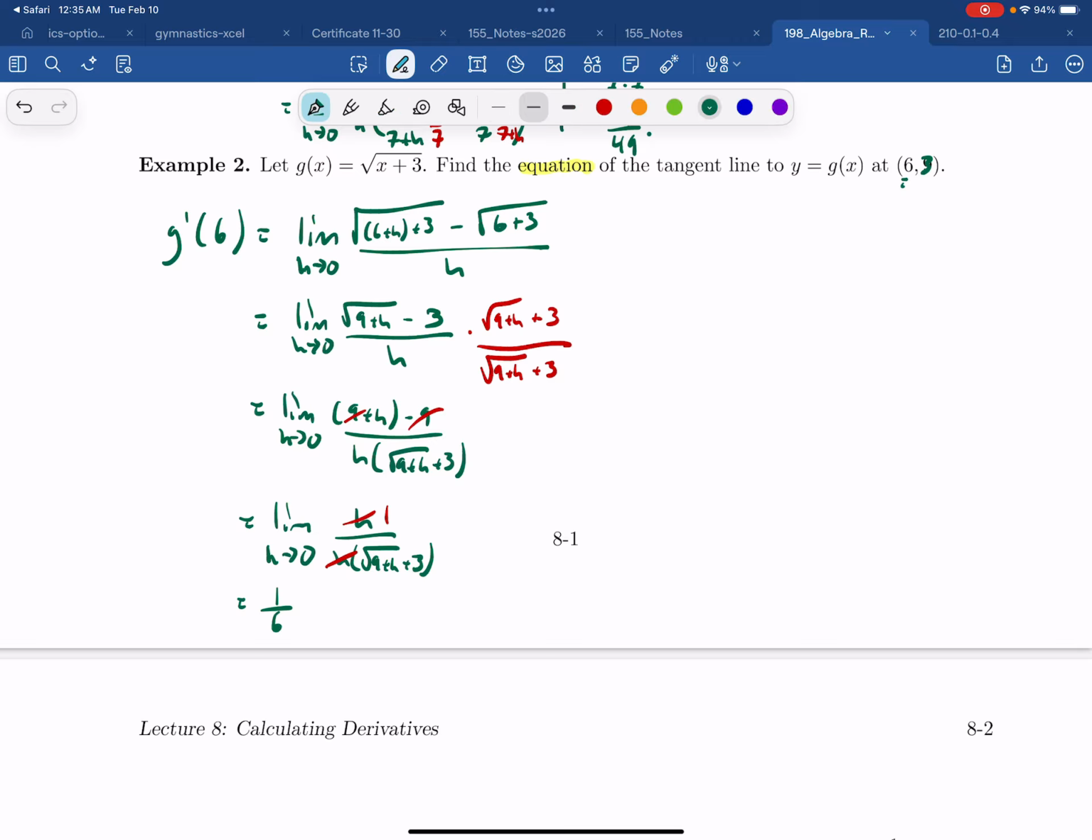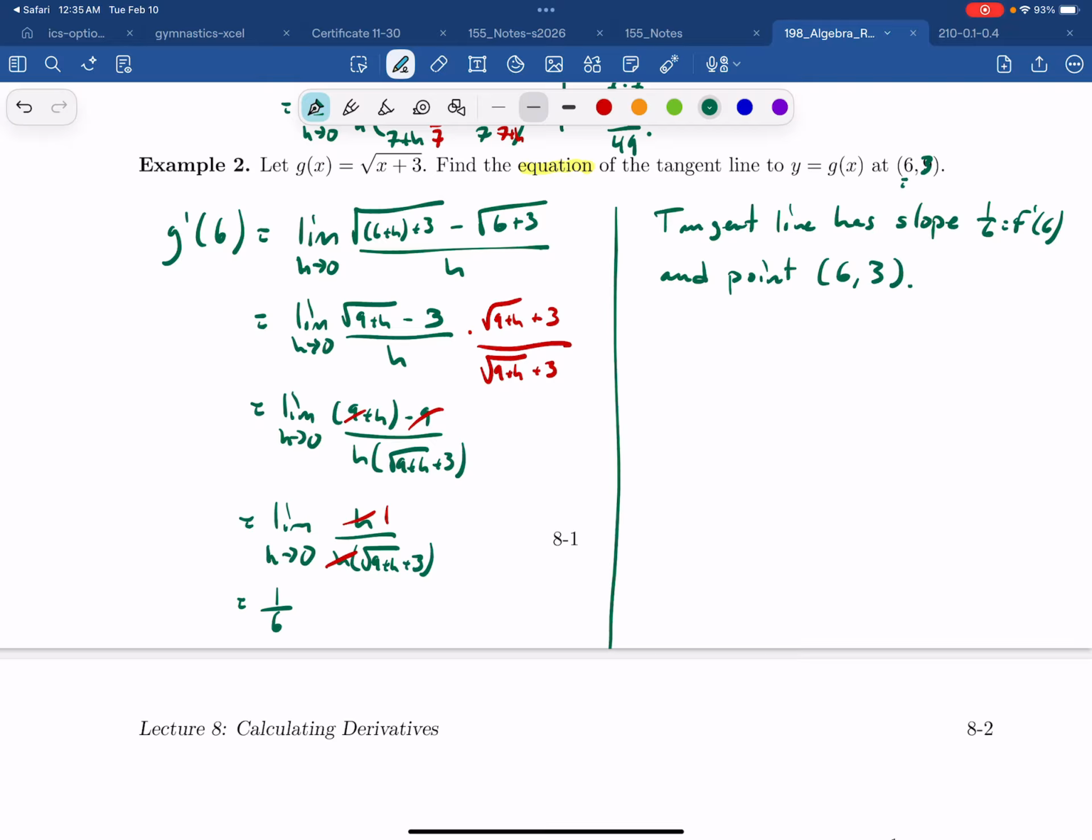Not just the slope. So we're going to say tangent line has slope 1/6, right? Which equals f prime of 6. And point, this was actually given to us at the beginning, 6, 3. So the tangent line has equation y minus 3 equals 1/6 times x minus 6, right?